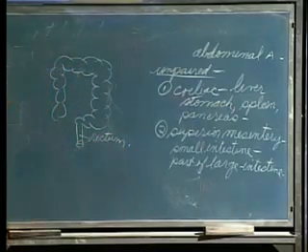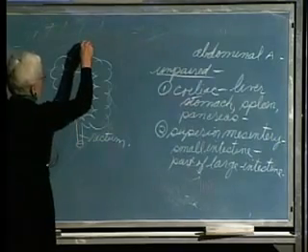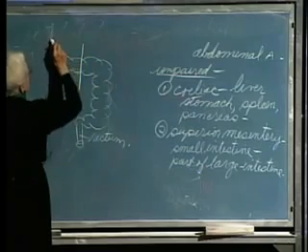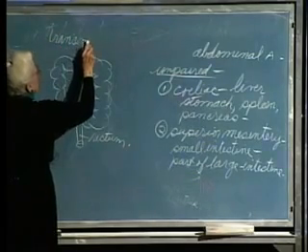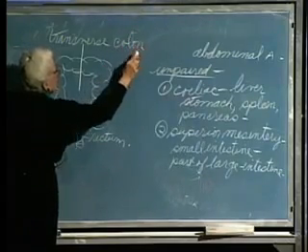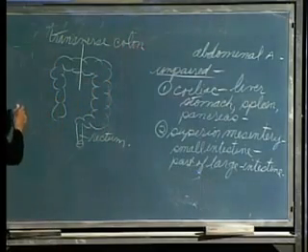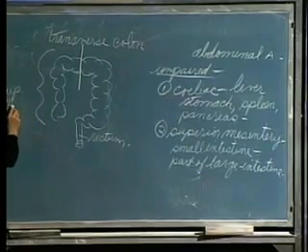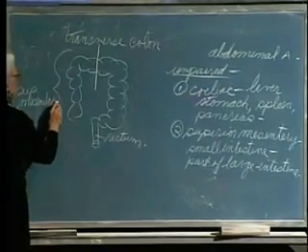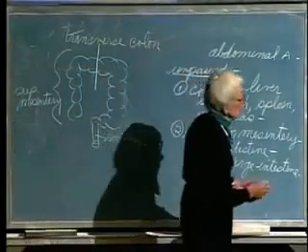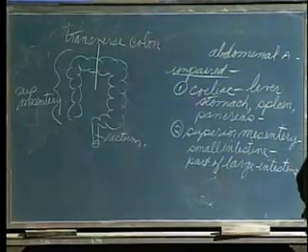So the part that the superior mesentery will supply is up to half of the transverse colon. This will be supplied by superior mesentery. And we'll put our superior mesentery in here.